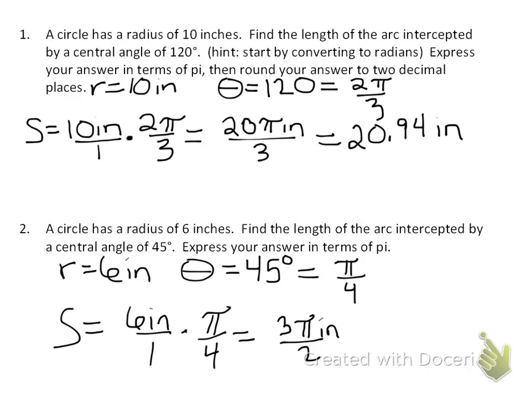Is that in terms of pi right there? That answer? Well, is there a pi in the answer? Yeah. Then it's in terms of pi. Okay, so now let's take it out of terms of pi and bring it to 2 decimal places. 4.7.